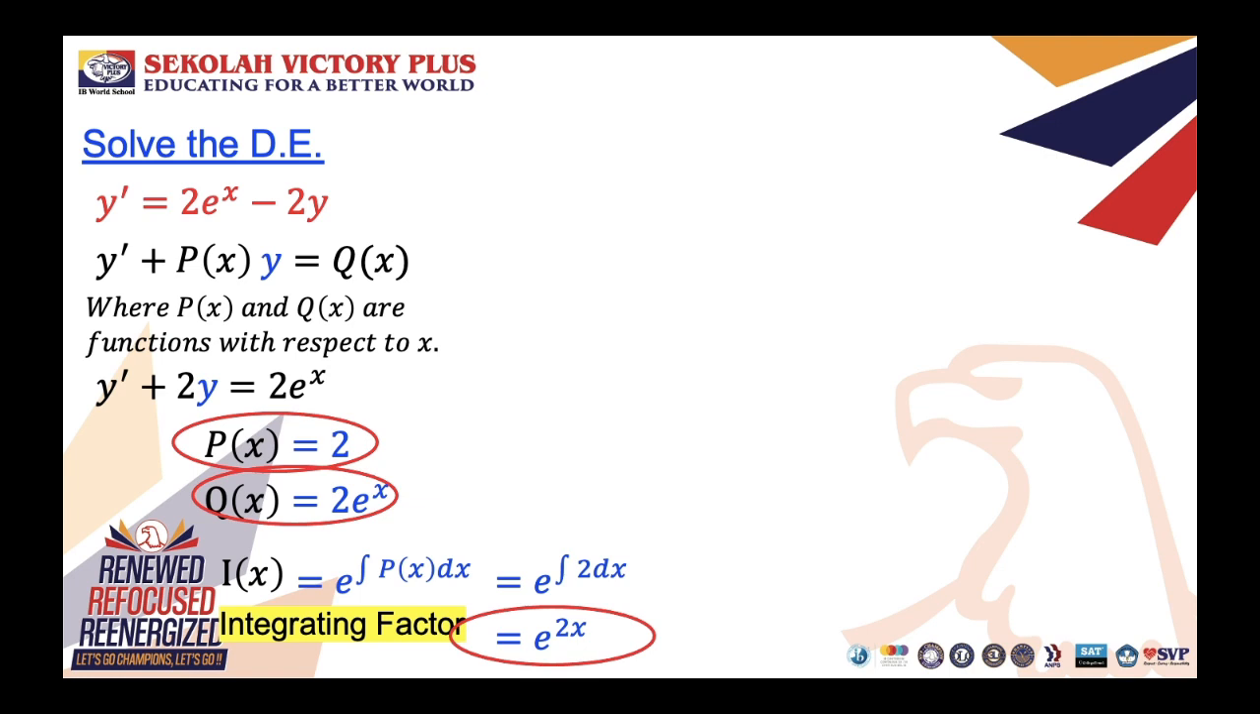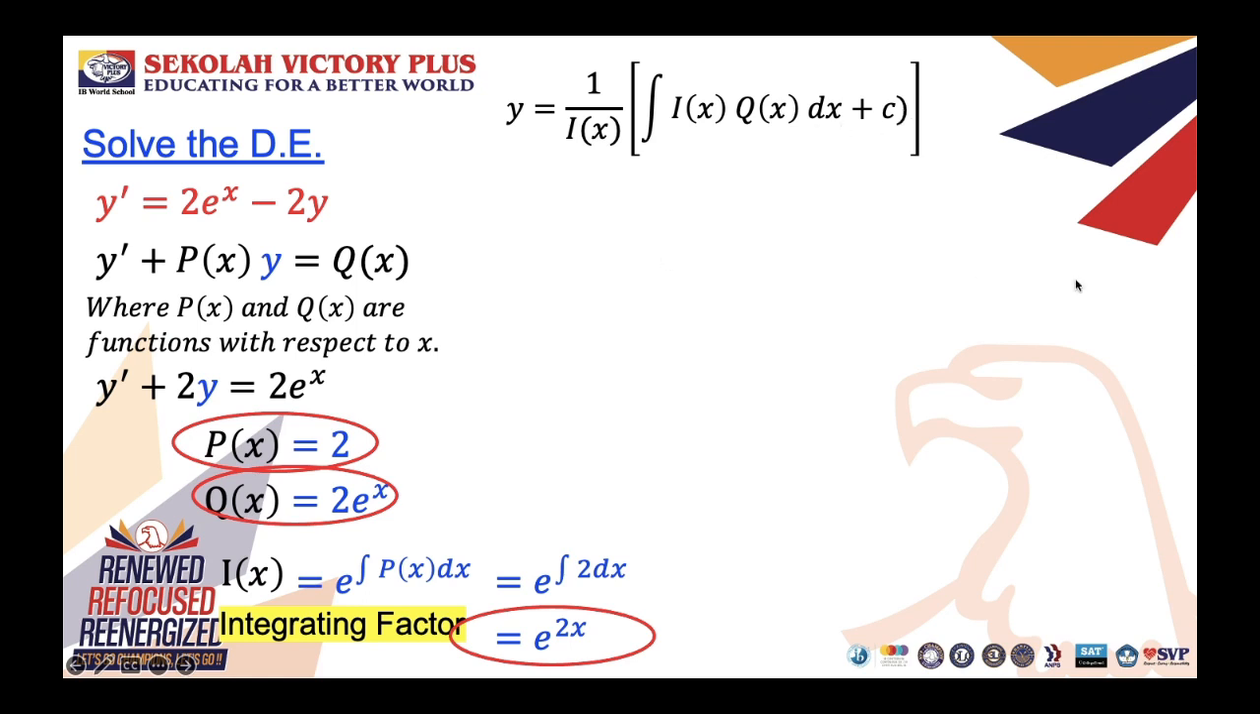You may pause this video and copy down notes if necessary. So how do we now solve this differential equation? This differential equation will just be equal to, this is now the formula, or the form, 1 over the integrating factor times the integral of the product of the integrating factor and that q of x with respect to dx plus your constant c.